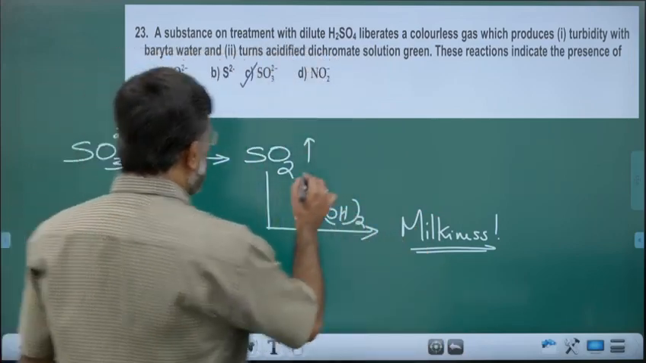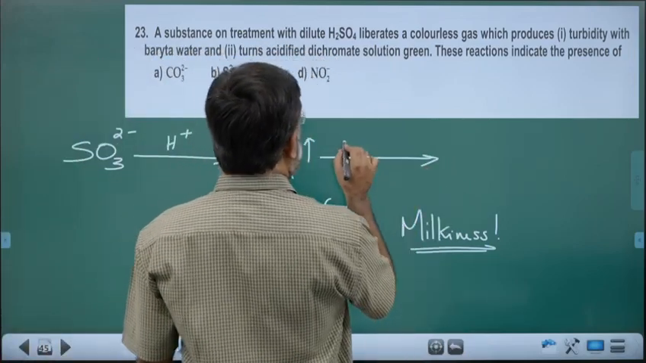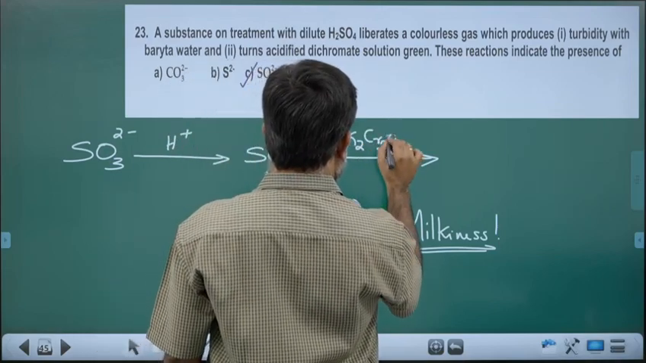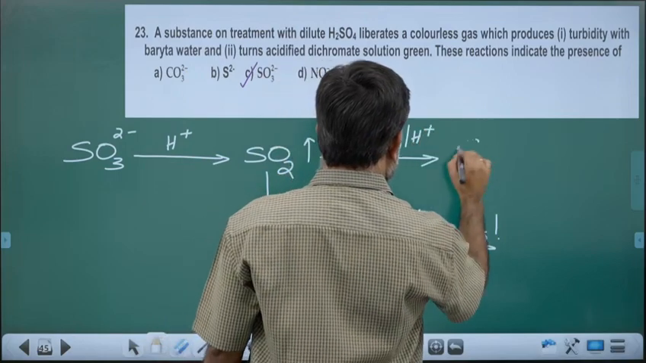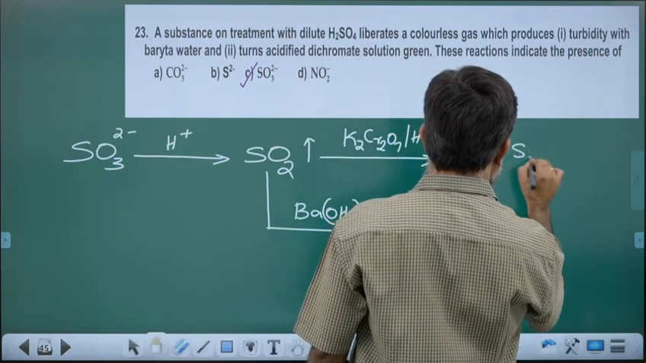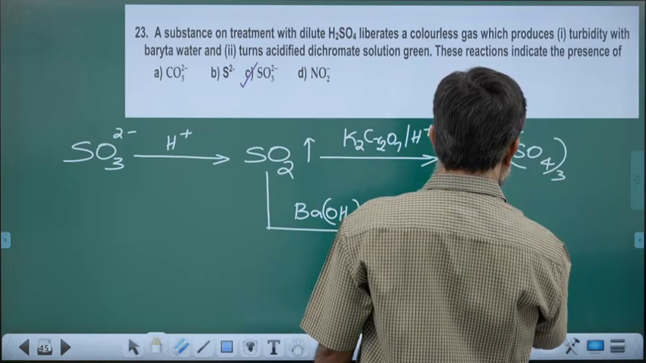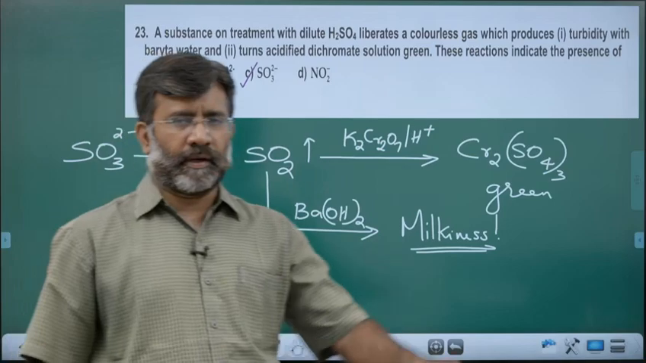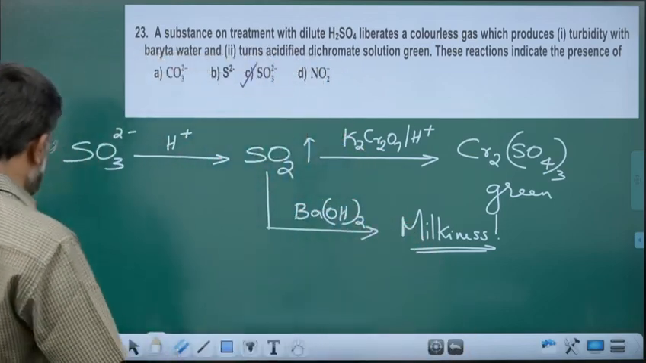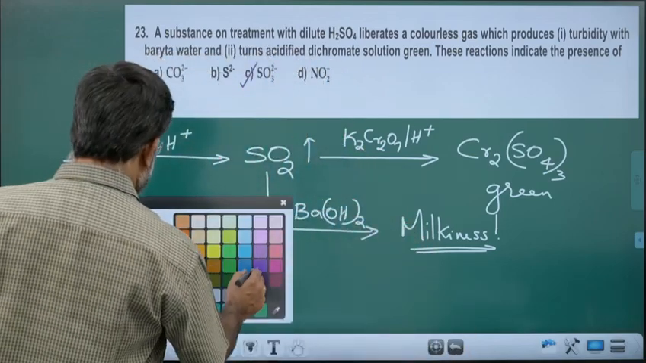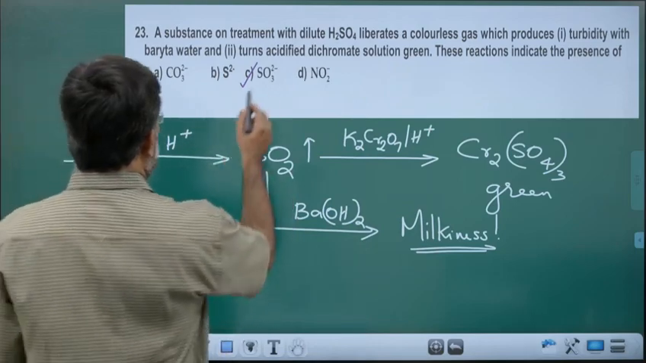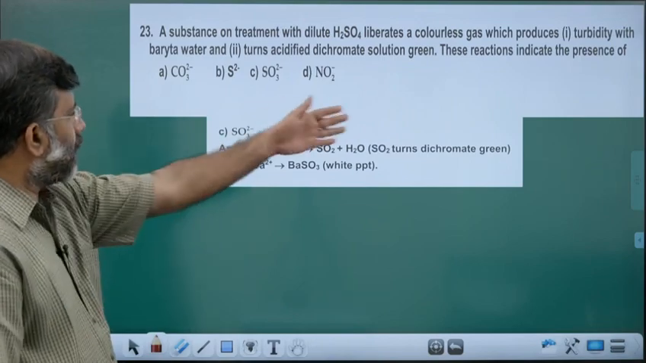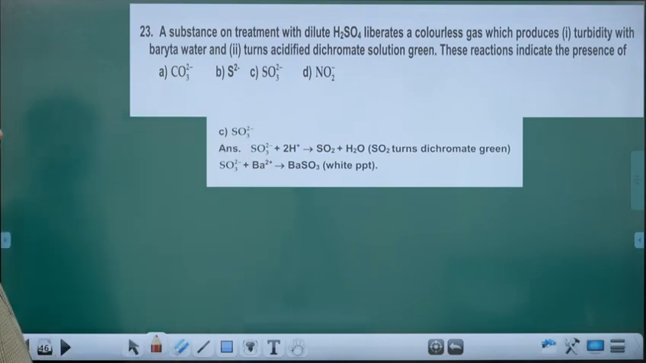Now, the same one reacting with the potassium dichromate. Isn't it potassium dichromate? Yes. K2Cr2O7 in acid medium, you will get green colored chromic sulfate. So all the reactions pertain to one species, and the species is nothing but SO3 2 minus, and the answer is option C. All the reactions are given also. Okay, fine. Next.